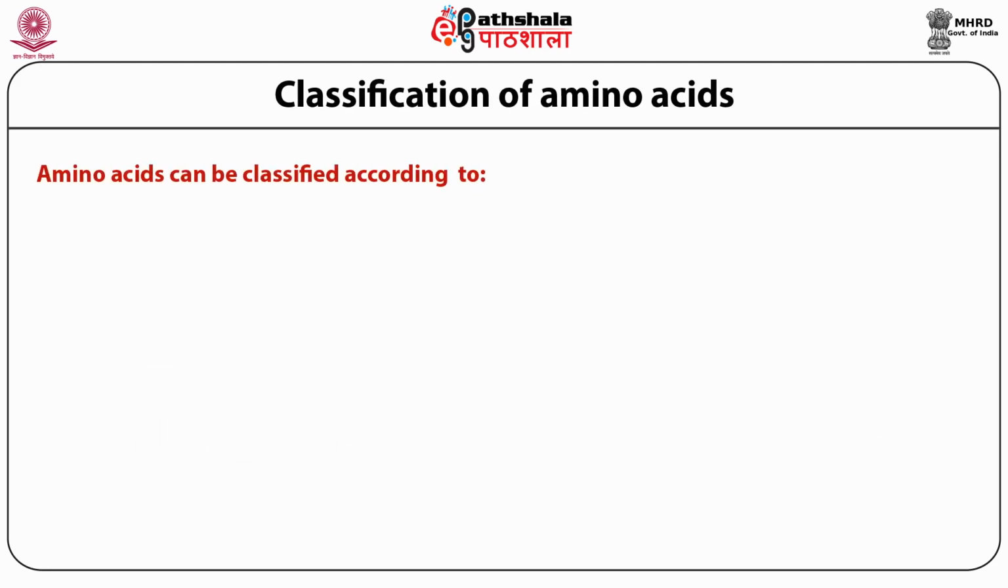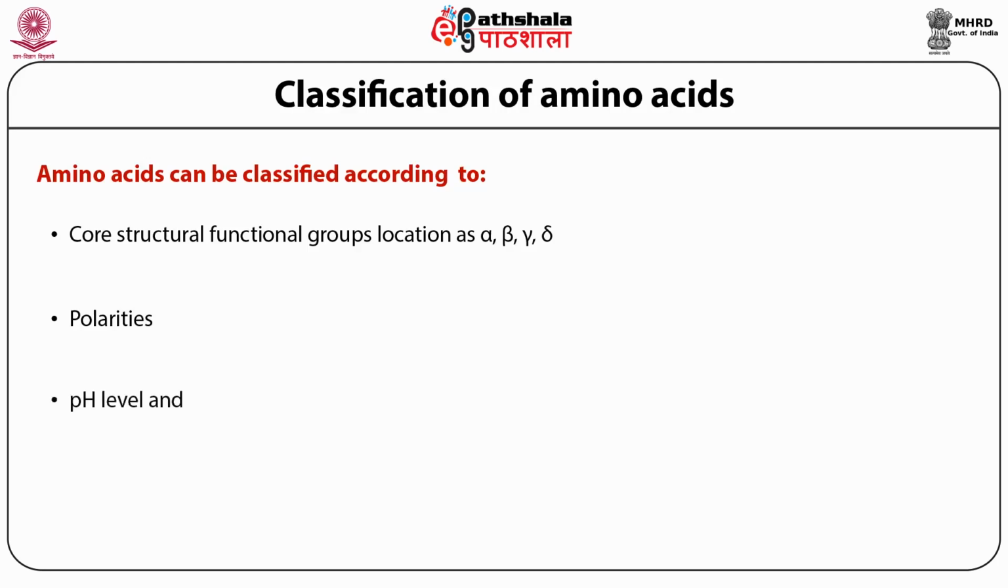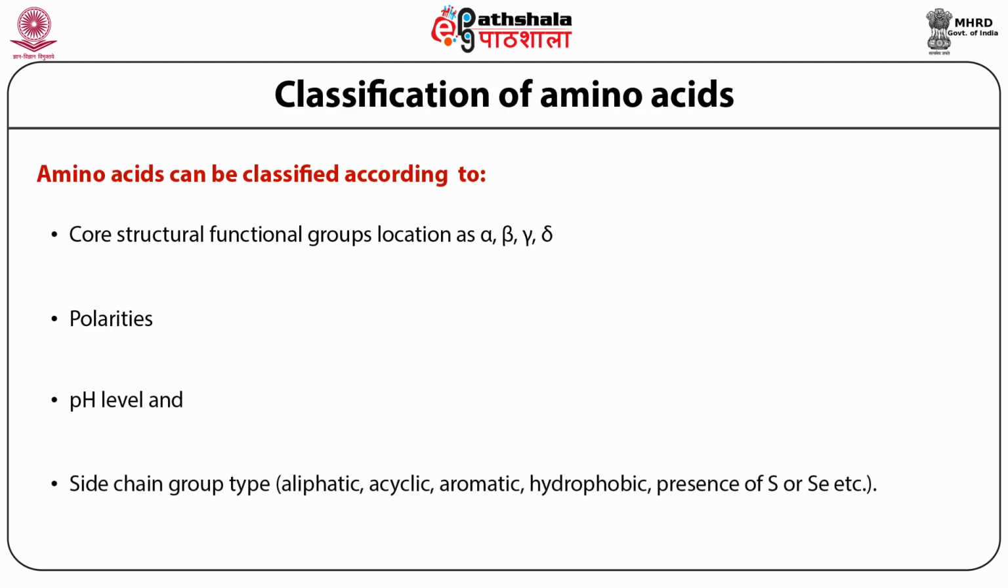Amino acids can be classified according to core functional group location as alpha, beta, gamma, and delta; based on polarities: positively charged, negatively charged, non-polar, polar; based on pH level; based on side chain group type: aliphatic, acyclic, aromatic, hydrophobic, presence of S, etc.